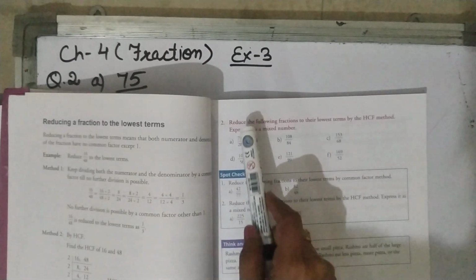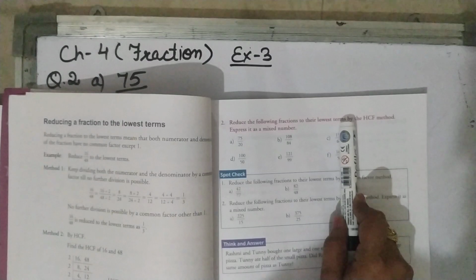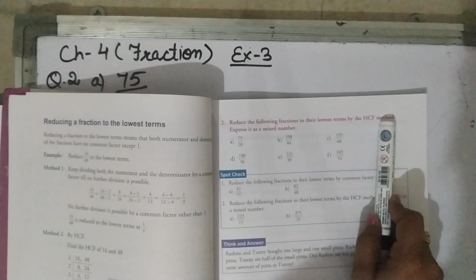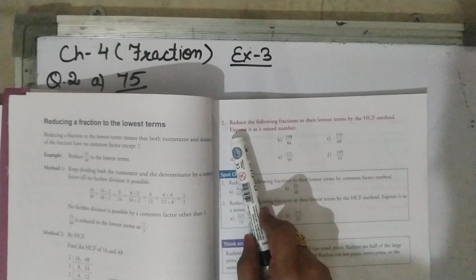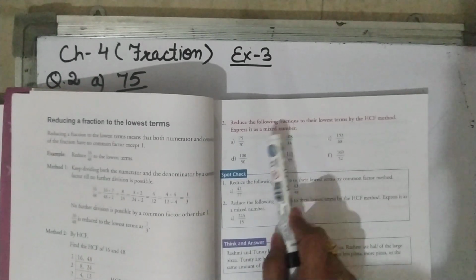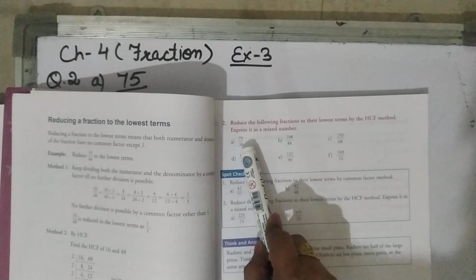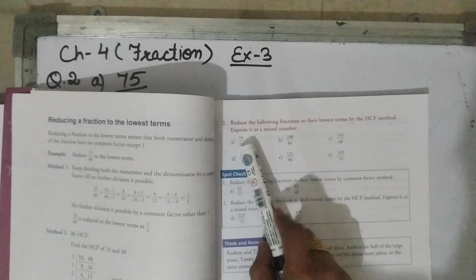What is the question? Reduce the following fractions to their lowest terms by the HCF method and express them as mixed numbers. What is the meaning? Whatever terms are given here, you have to reduce them to the lowest term by the HCF method.